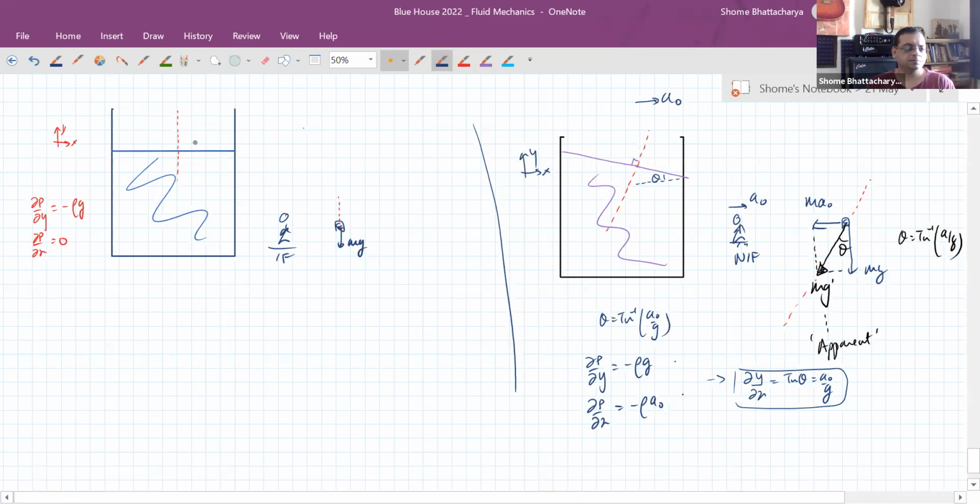So you can see that this vertical line of mg and horizontal surface, now your effective weight or apparent weight is inclined by theta to the original vertical line. So your surface also becomes inclined by theta to the original surface.